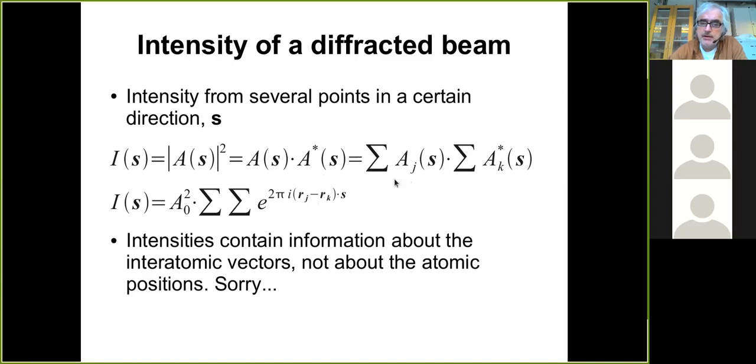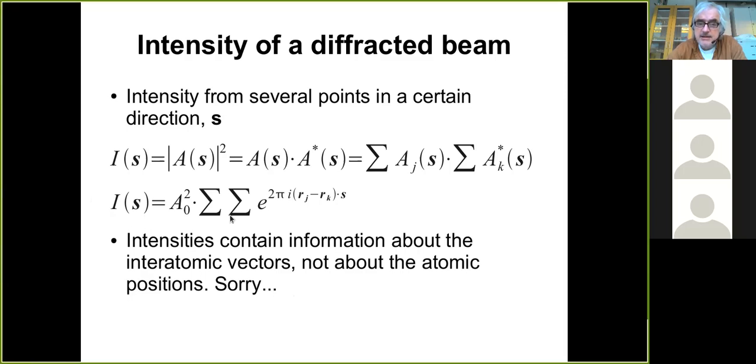j runs from 1 to the number of objects, and k also runs from 1 to the number of objects. You can visualize it as a square matrix. Except when j and k are equal, then this difference will be exactly 0. But in every other respect, there will be some kind of value here, a dot product with the scattering vector. So do we actually find some information here?